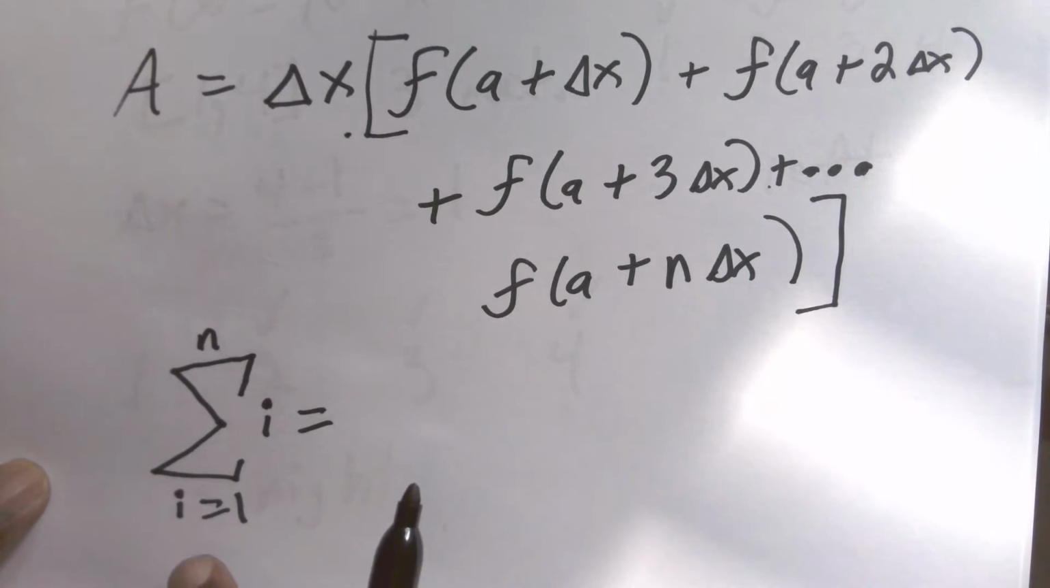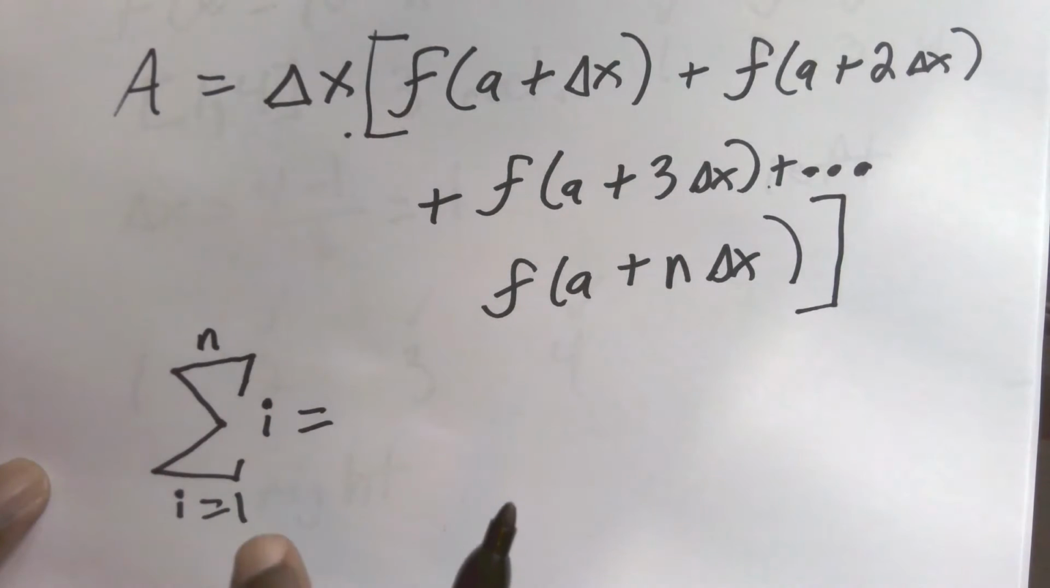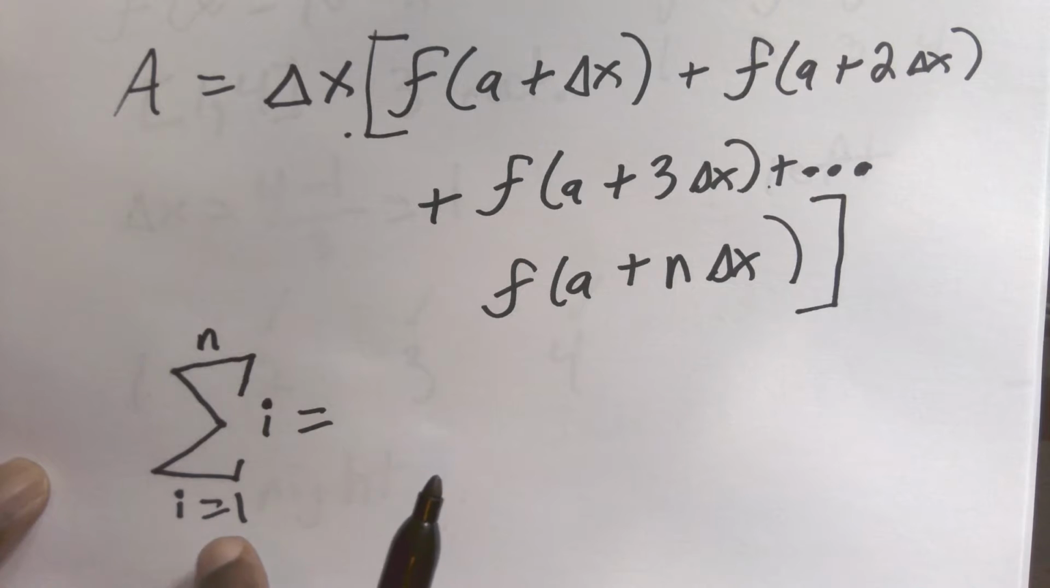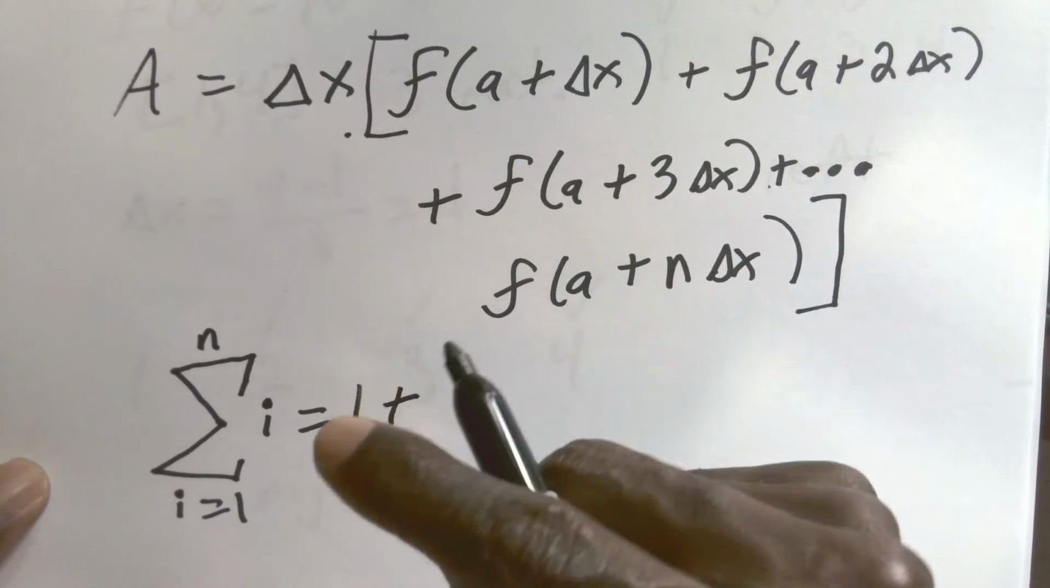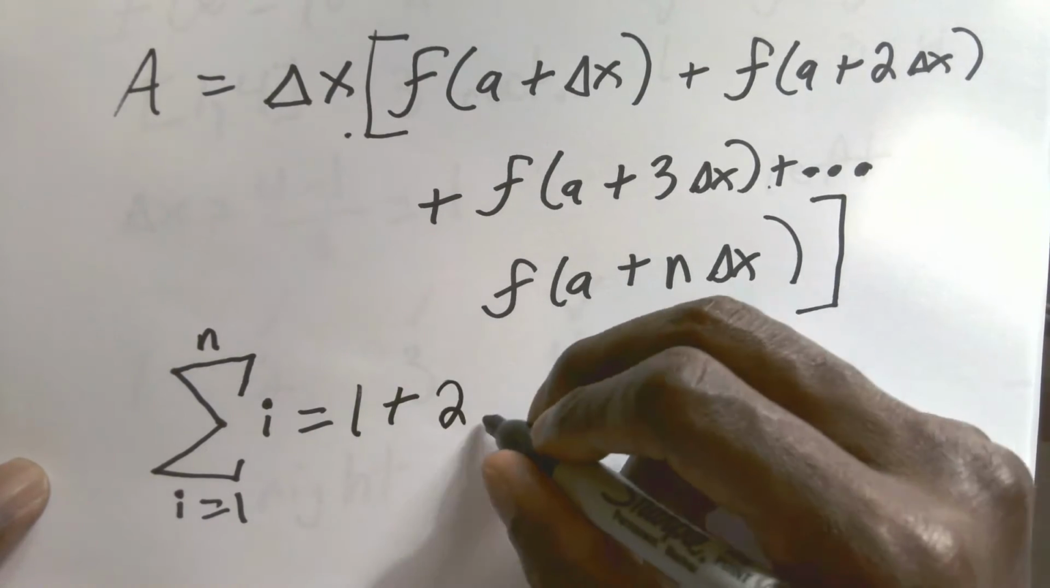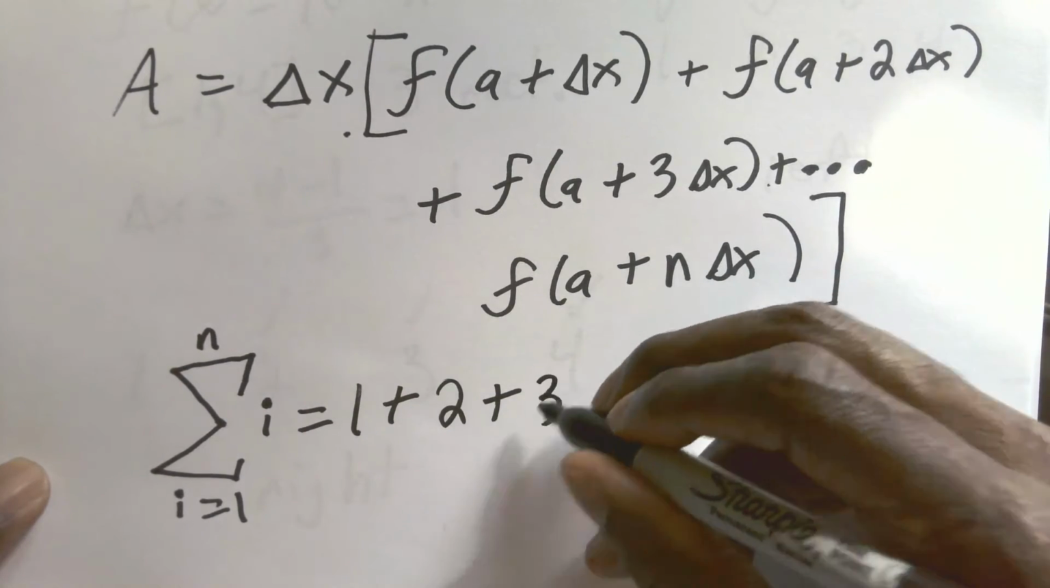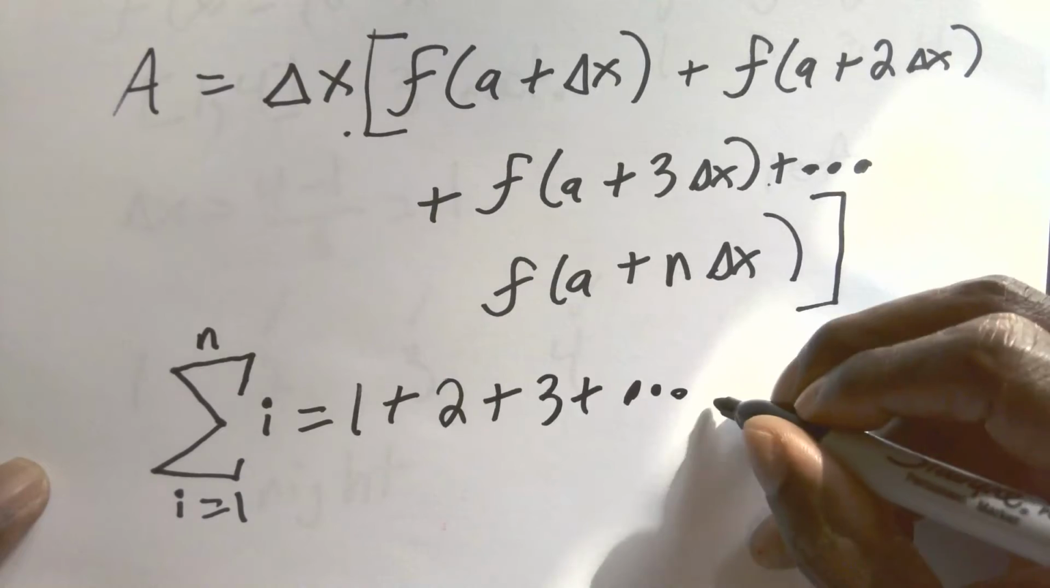And then i just means integers from 1 on to n. So first iteration, we go when i is 1. And this is a sum. And then we add. And then we go when i is 2. And then we add. And then i is 3. All the way until we get to n.